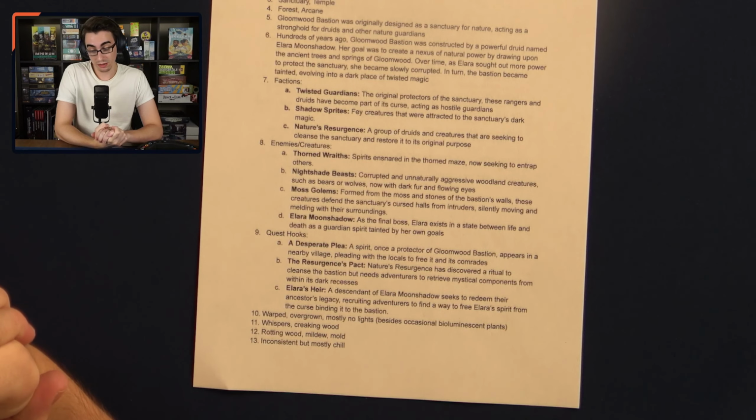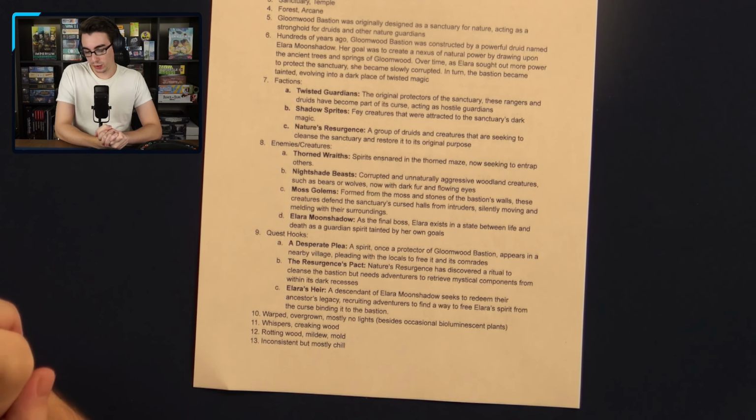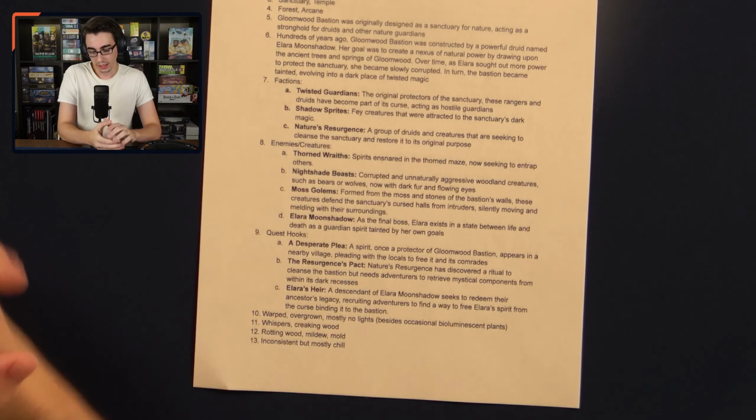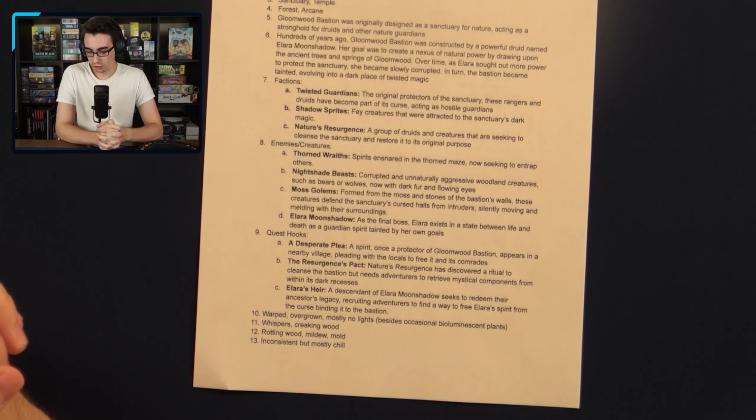Alara exists in a state between life and death as a guardian spirit tainted by her own goals. As far as quest hooks, the first quest is called A Desperate Plea, and it reads: a spirit, once a protector of Gloomwood Bastion, appears in a nearby village, pleading with the locals to free it and its comrades. Next quest is called The Resurgence Pact. Nature's Resurgence has discovered a ritual to cleanse the Bastion, but needs adventurers to retrieve mystical components from within its dark recesses. And then finally, you have Alara's Heir, which reads: a descendant of Alara Moonshadow seeks to redeem their ancestors' legacy, recruiting adventurers to find a way to free Alara's spirit from the curse binding it to the Bastion.